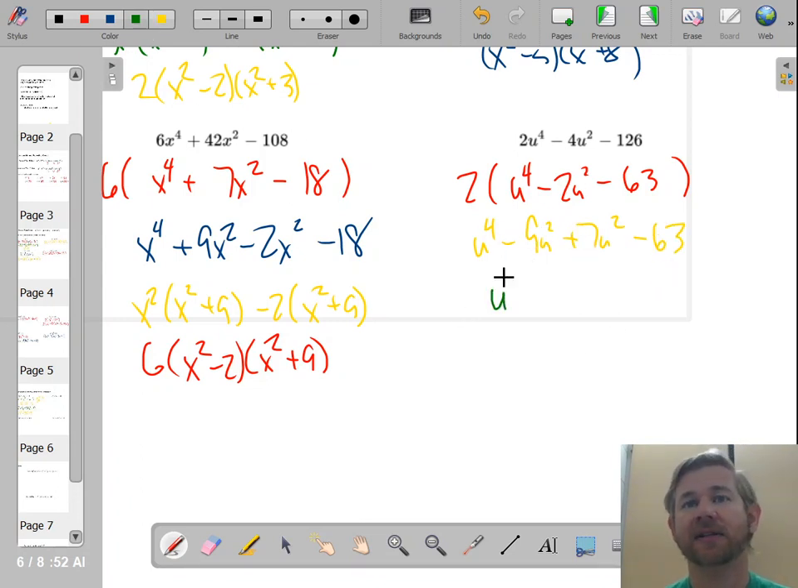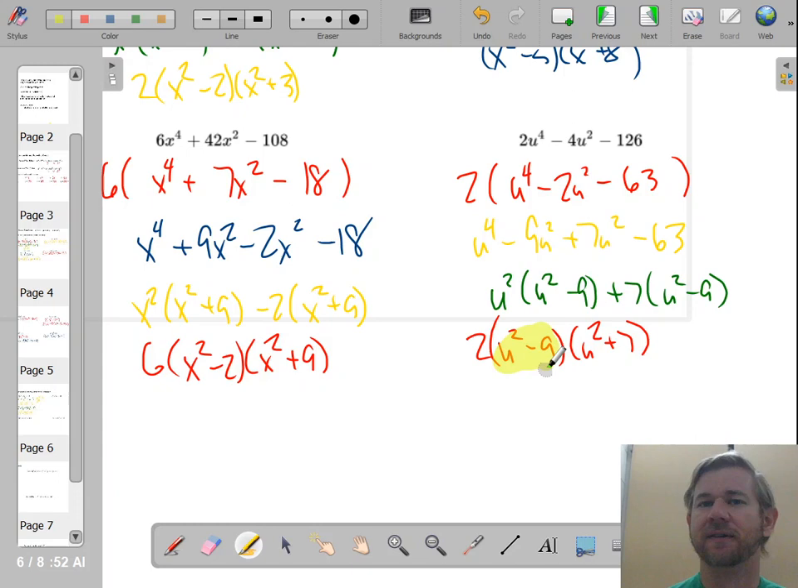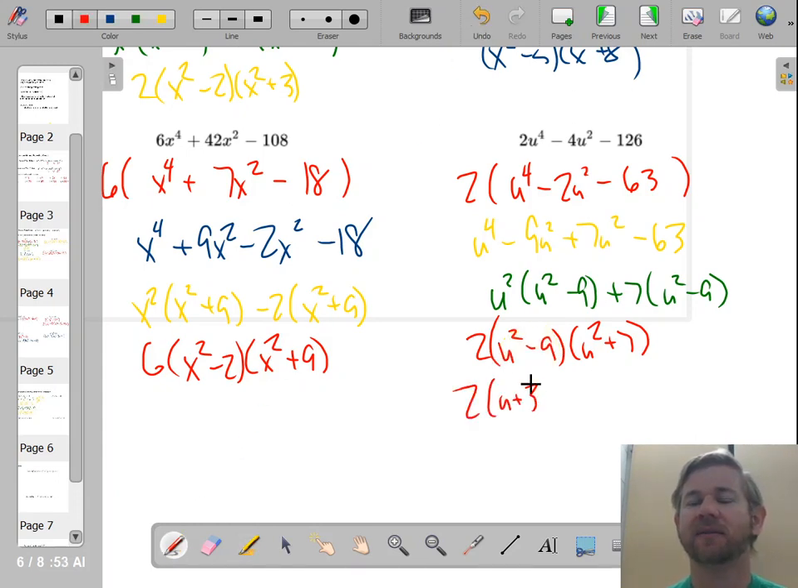So then my GCF here is u squared. Bring down your plus sign. GCF here is 7. And I have factors that are u squared minus 9, u squared plus 7, and then you bring your 2 down, and then you look, you're like, wait a minute, that is difference of squares. U squared minus 9 is u plus 3, u minus 3. U squared plus 7 can't do anything.